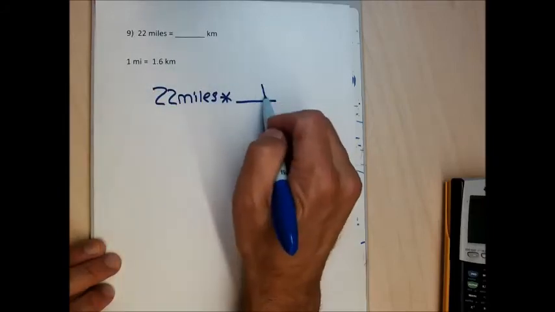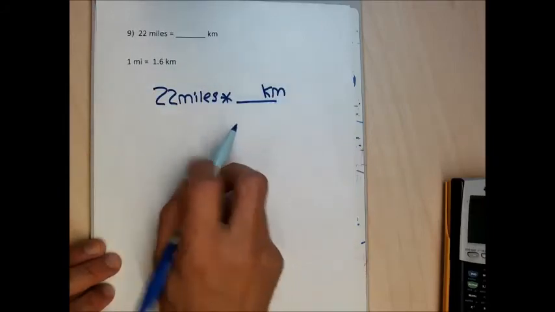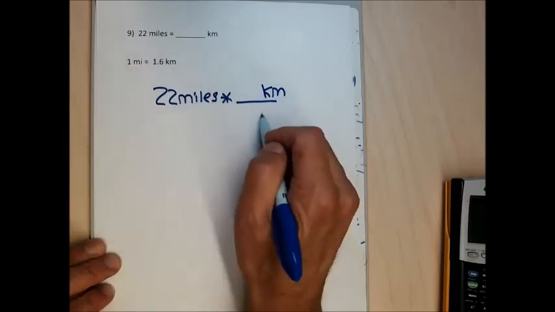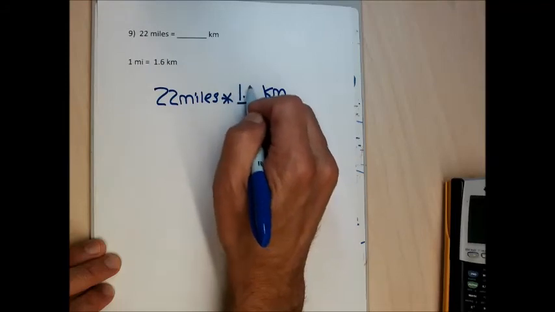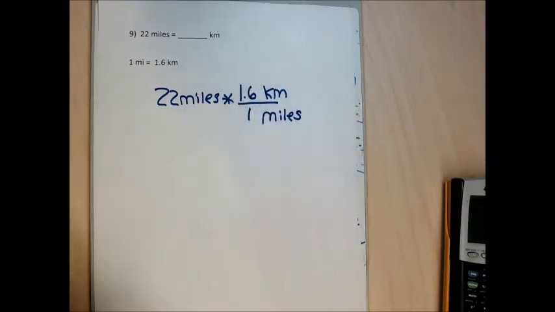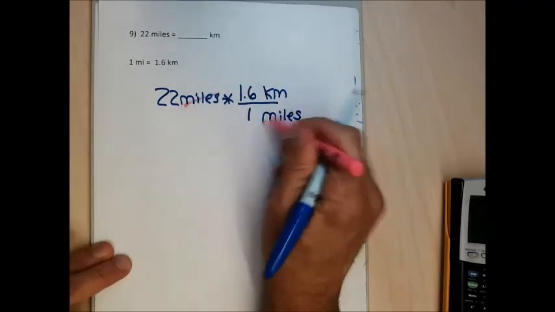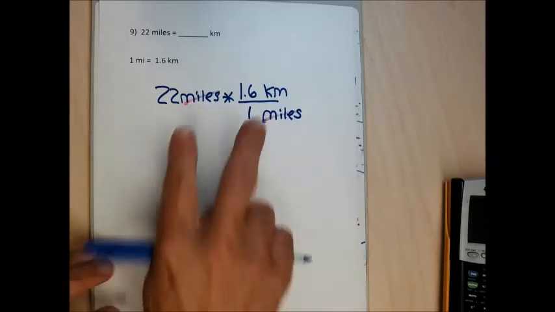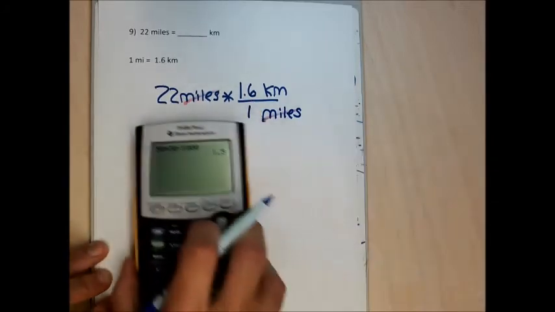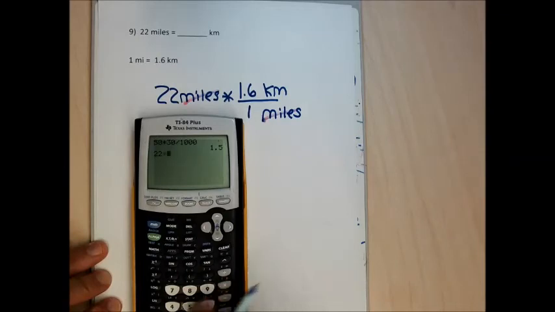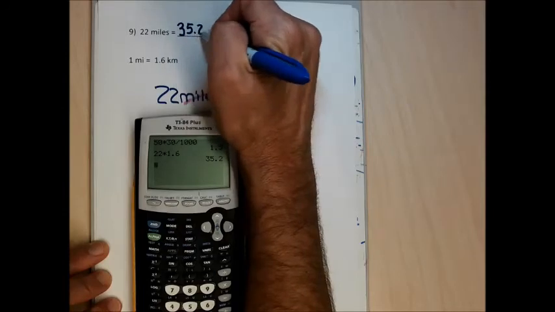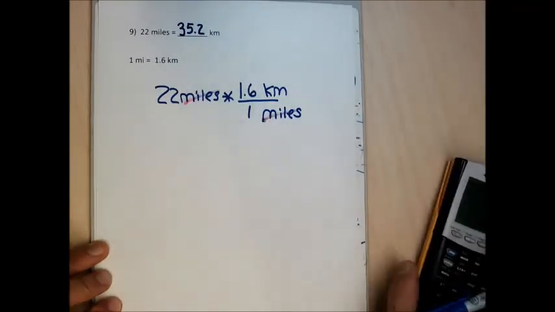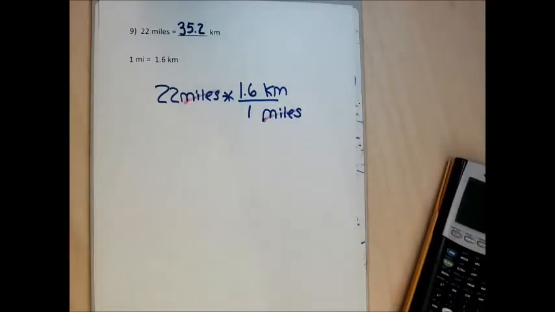I want to wind up with kilometers, so I have kilometers in the numerator. The denominator has the unit I want to get rid of. I want to get rid of miles. The 1.6 goes next to the kilometers, 1 next to the miles. My miles cancel, and I multiply the numbers because the 1.6 is in the numerator. So I just go 22 times 1.6. I get 35.2 for the number, and my units are kilometers, so the answer to number 9 is 35.2 kilometers.